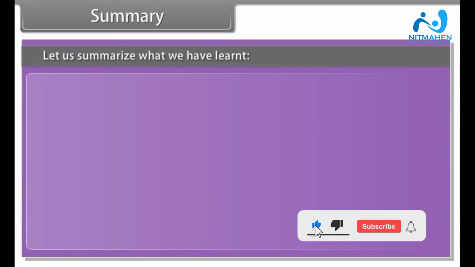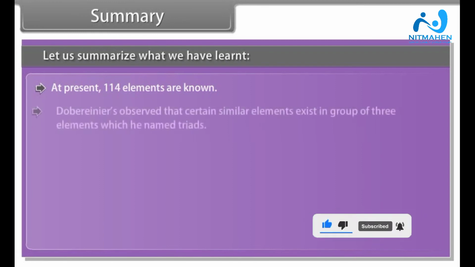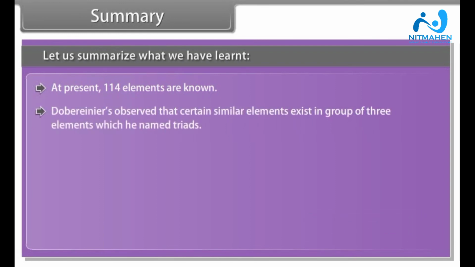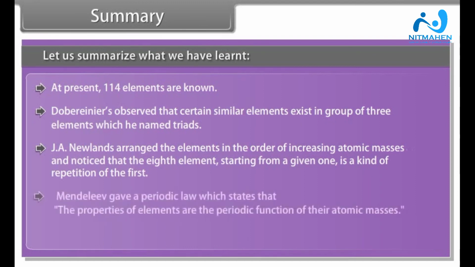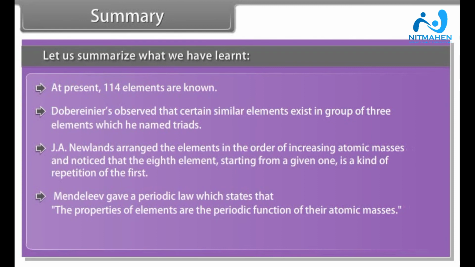Summary. Let us summarize what we have learnt. At present, 114 elements are known. Döbereiner observed that certain similar elements exist in groups of 3 elements, which he named triads. J. A. Newlands arranged the elements in the order of increasing atomic masses and noticed that the 8th element, starting from a given one, is a kind of repetition of the first. Mendeleev gave a periodic law which states that the properties of elements are the periodic function of their atomic masses.